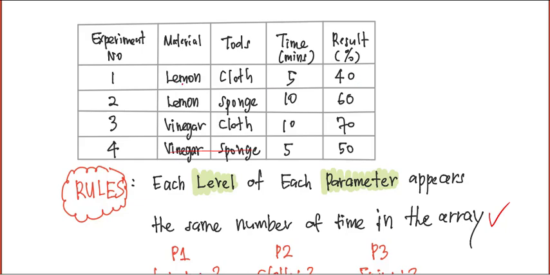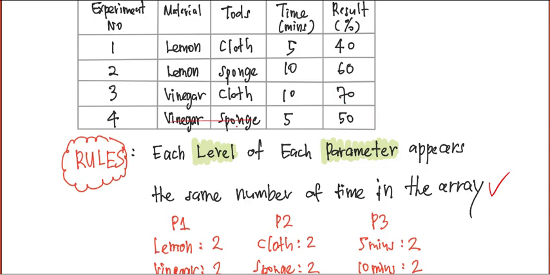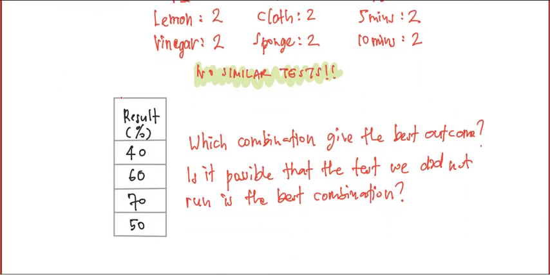We give a percentage for the results of the cleaning. For example, when we use lemon as material and we use cloth for 5 minutes, the cleaning result is 40%. When we use lemon and sponge for 10 minutes, then the cleaning result is 60%. When we use vinegar, cloth for 10 minutes, the satisfactory level of the cleaning is 70%, and vinegar, sponge for 5 minutes is 50% of the satisfactory level of results. So these are our results.